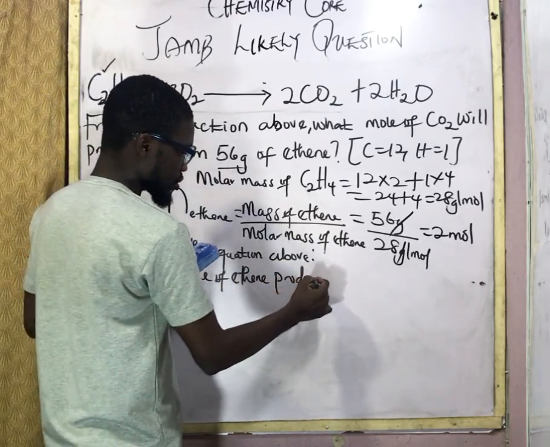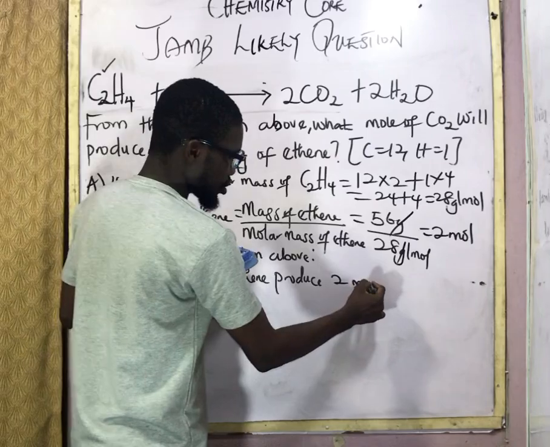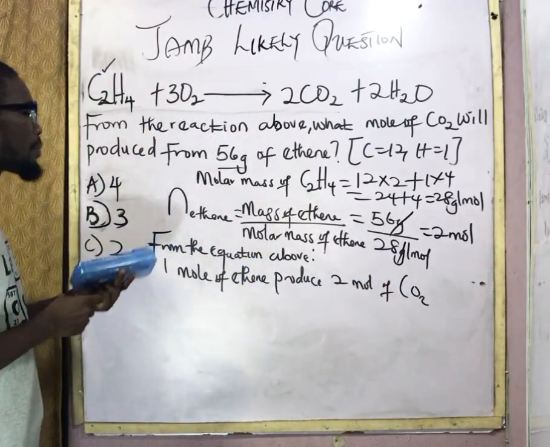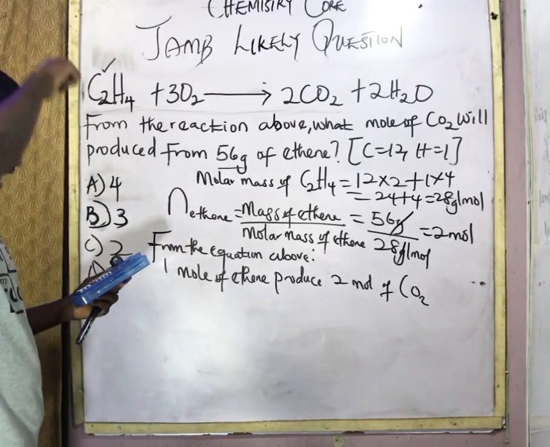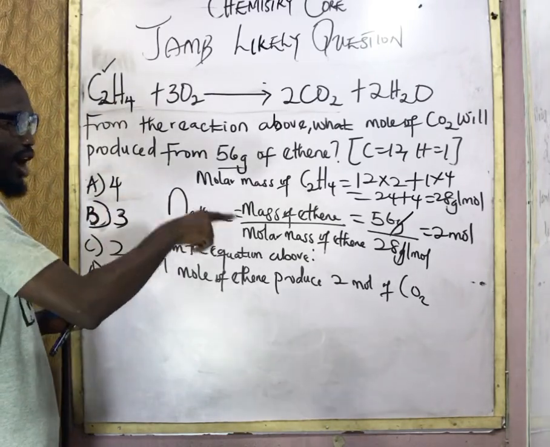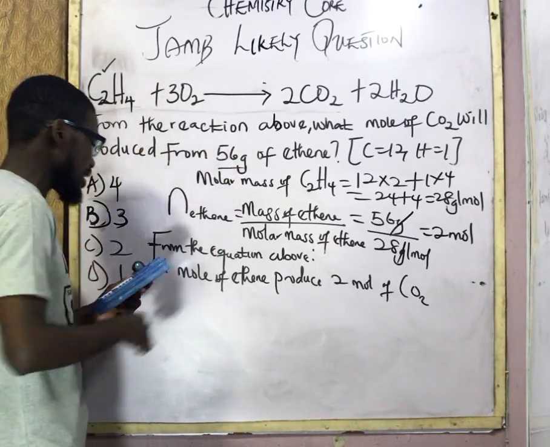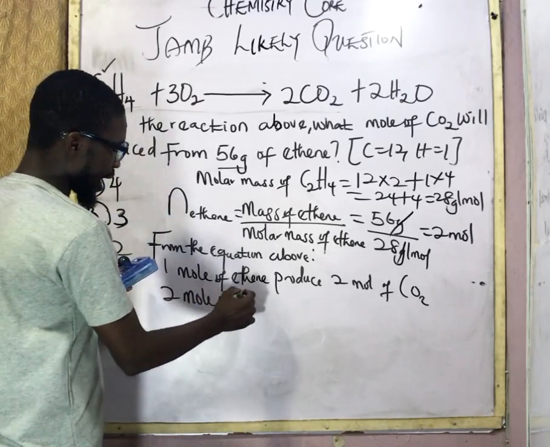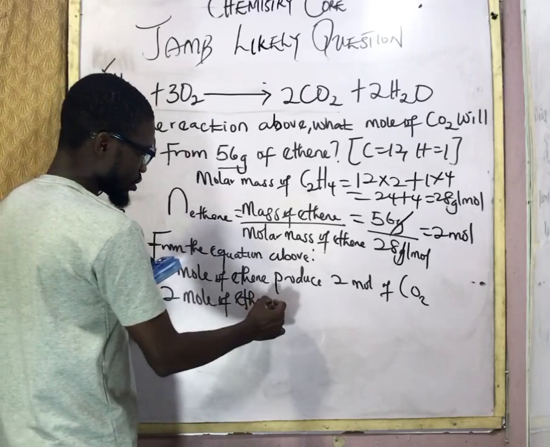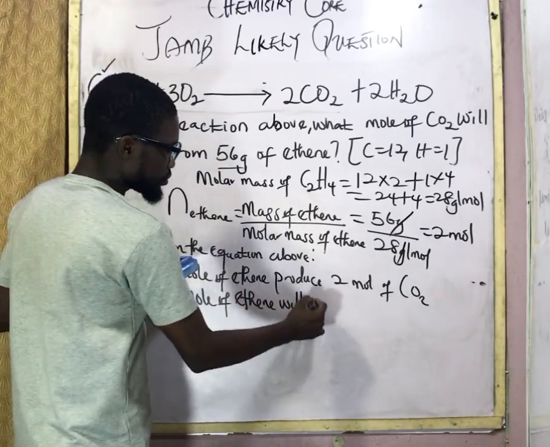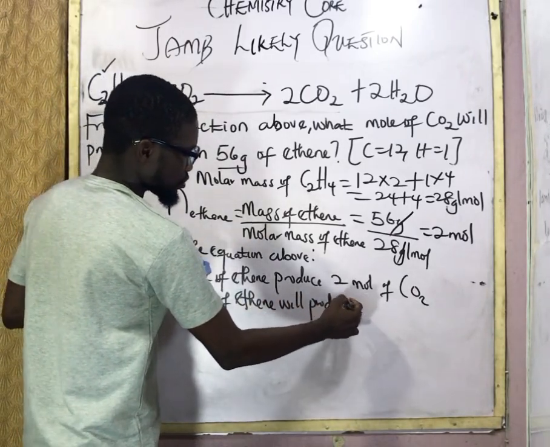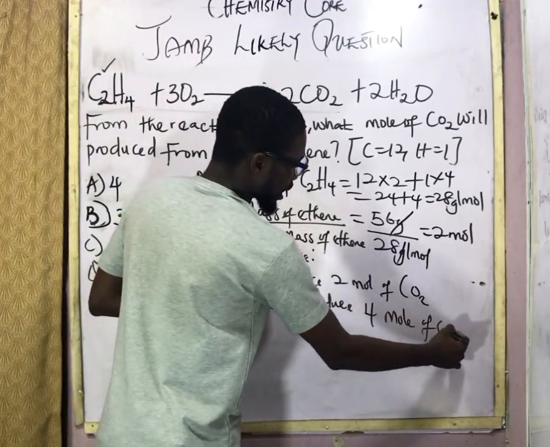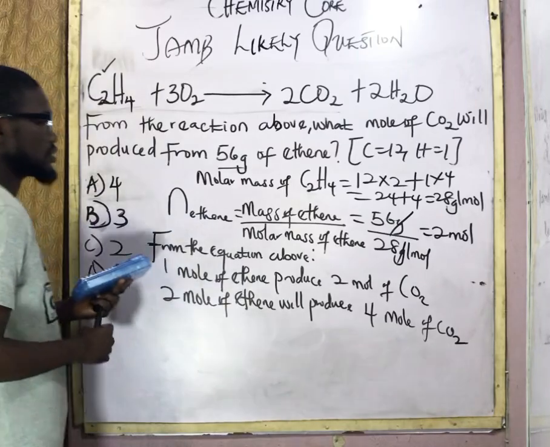produces 2 mole of CO2. Now, the question is, how many mole of C2H4 again will give us the number of mole of carbon dioxide? That is 2 mole of C2H4 will produce 4 mole of carbon dioxide.